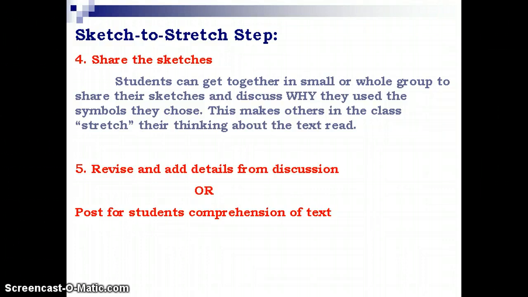Different articles said different things about the steps, and some articles hinted at a fifth step, so I'd like to include that. Step 5, revise and add details from the discussion. This helps students stretch their thinking even more to add details from their discussion. Also, students are to post their sketch to stretch for better comprehension of the text at a later date.